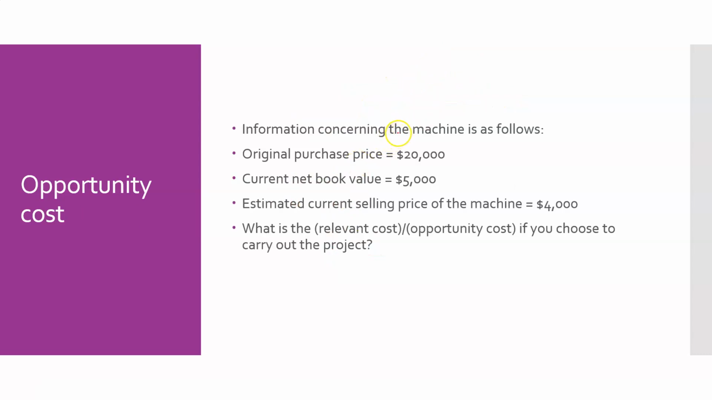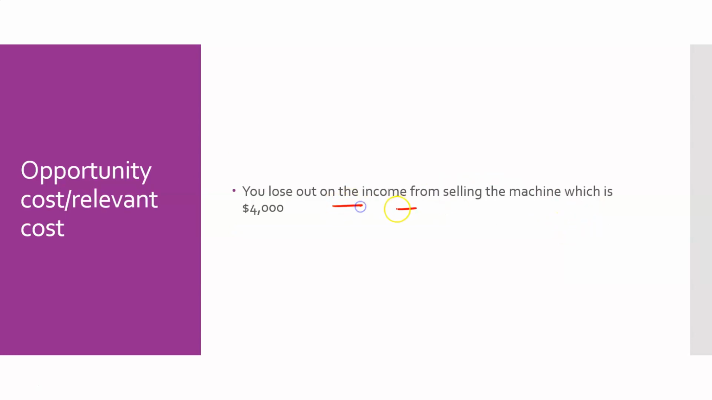So here we are, information concerning the machine. The original purchase price is 20,000. The current net book value, if you like, is 5,000. The estimated current selling price of the machine, if I choose to sell the machine now, I'm going to make $4,000. And this is the current net book value. So what is the relevant opportunity cost if you choose to carry out the project? Well, the opportunity cost, of course, is that if you carry out the project, you lose out on selling the machine for 4,000. You lose out on the income from selling the machine for 4,000.